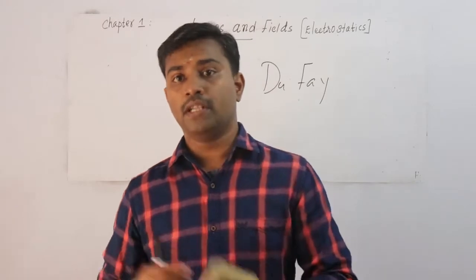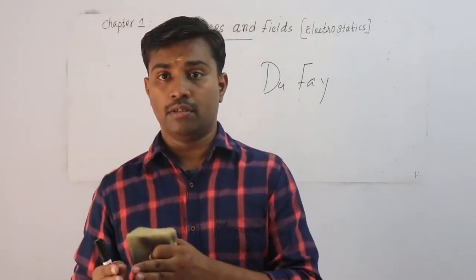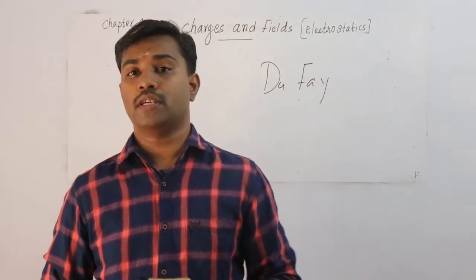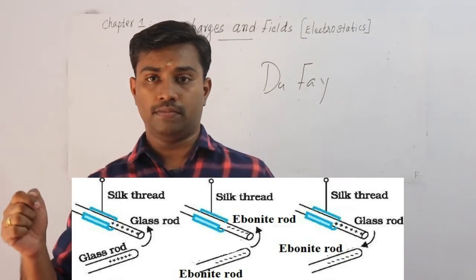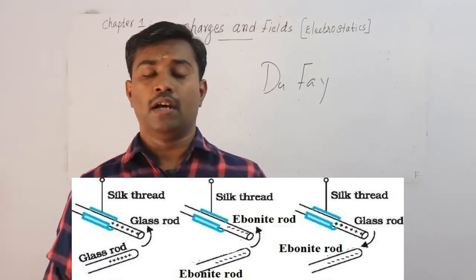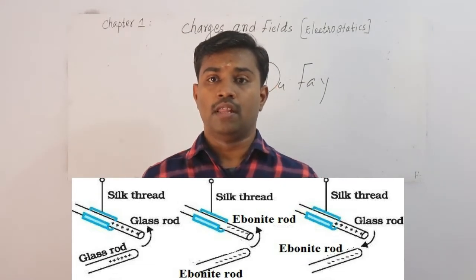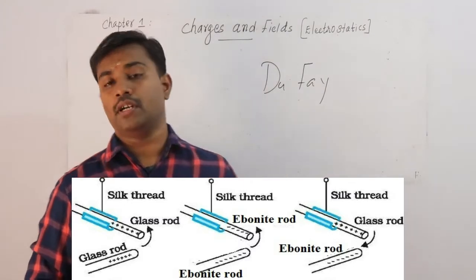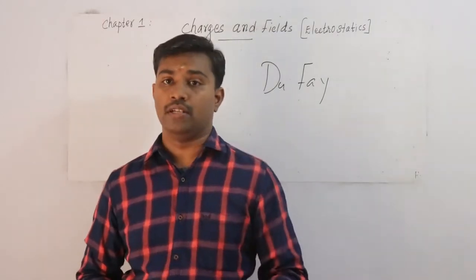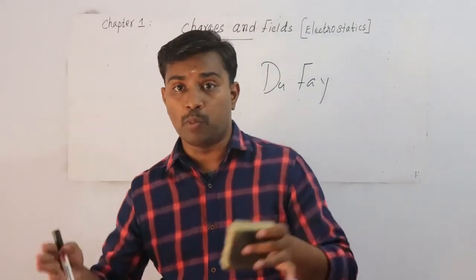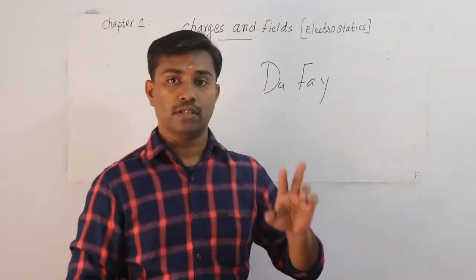Then he repeated another experiment. He charged an ebonite rod with fur and suspended it with a silk thread, and brought a charged glass rod near the ebonite. He found that the ebonite rod attracts the glass rod. From this experiment Dufay says that there are two types of charges. The property that differentiates the two types of charges is polarity.